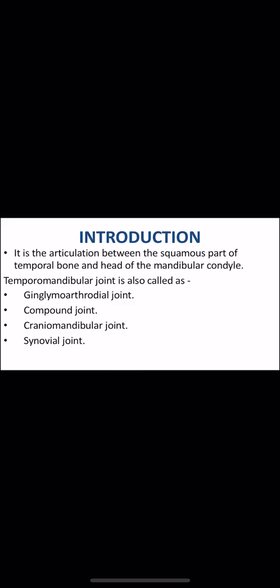In a compound joint, there should be 3 bones, but in temporomandibular joint, there are only 2 bones, but still it is referred to as a compound joint because the articular disc acts as a non-ossified bone that permits the complex movements of the temporomandibular joint. It is also referred to as a craniomandibular joint and a synovial joint.